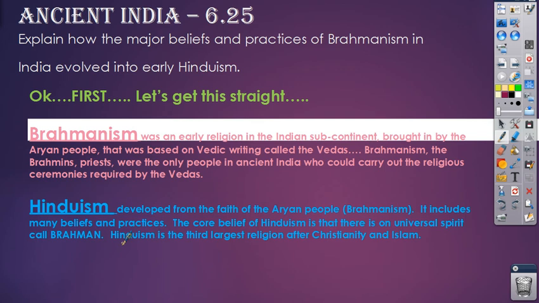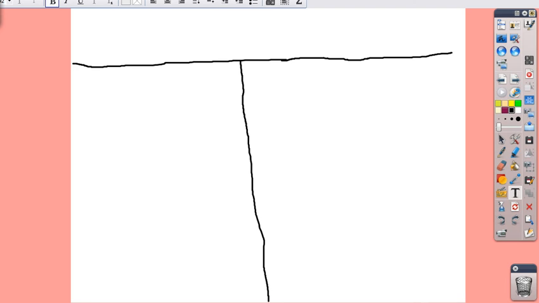I want you to draw a T-chart. Alright, so on one of those pieces of paper that you have that should already be labeled 6.25, you're going to draw a T-chart. Ooh, that's terrible. Okay. Actually I want my T-chart to look like this. Let me just start over. Okay, this is how I want your T-chart to look.